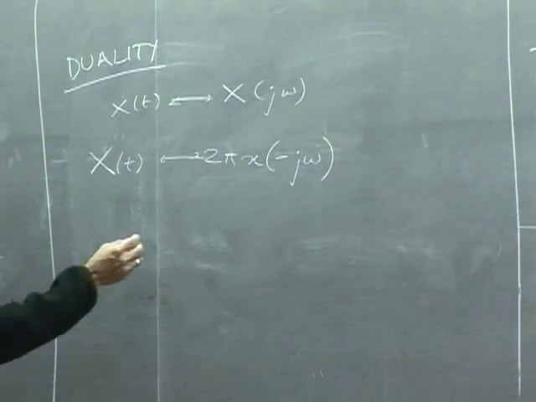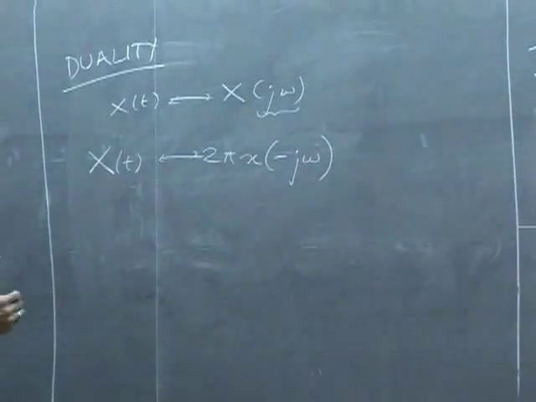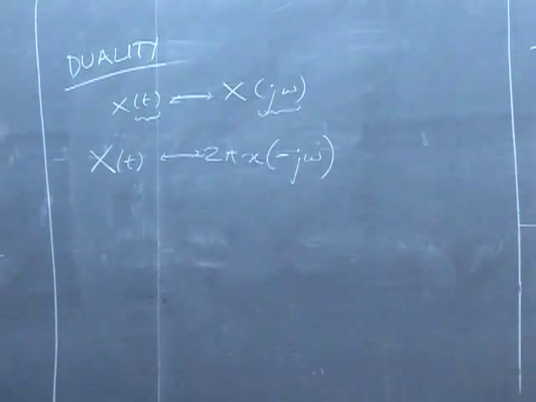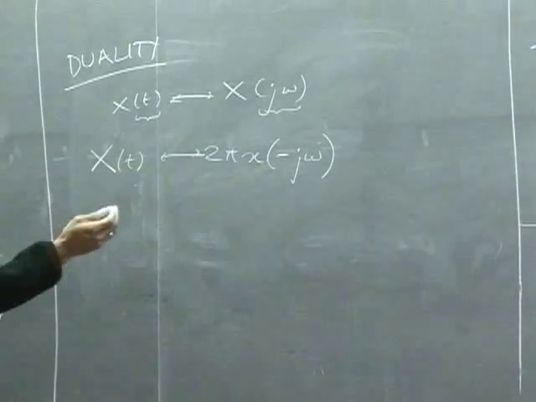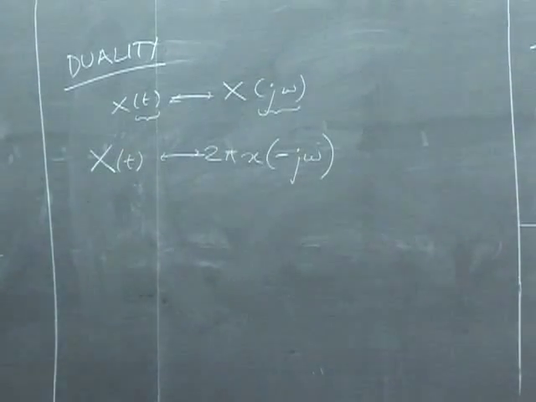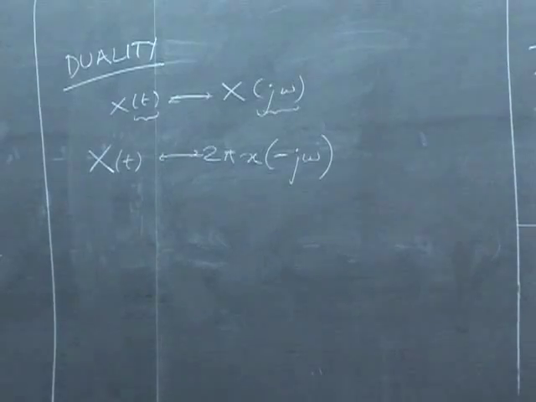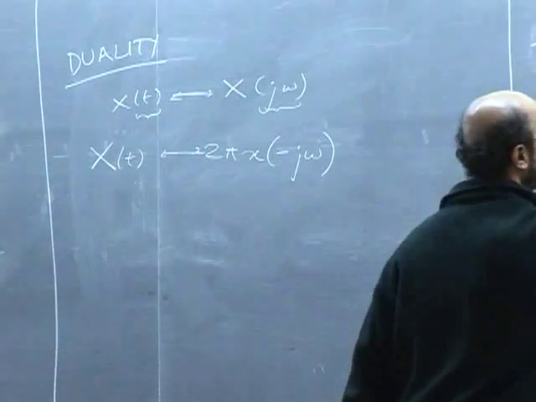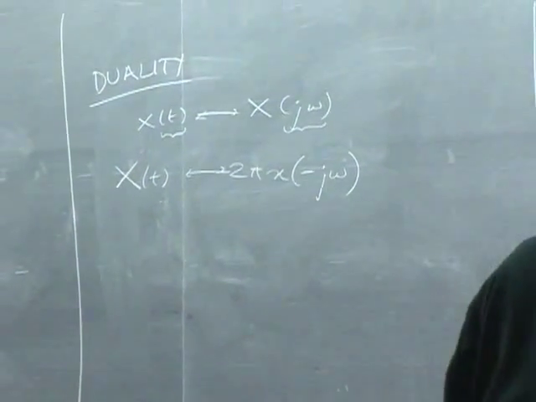What we're saying is that we take this formal parameter j omega and compare it with this formal parameter t, and we can take the function on the right hand side and write it over here, and take the function on this side and write it over there with the factor of 2 pi, and it's going to work. First of all, let me show you that it's not really magic. It's quite easy to show how this happens.